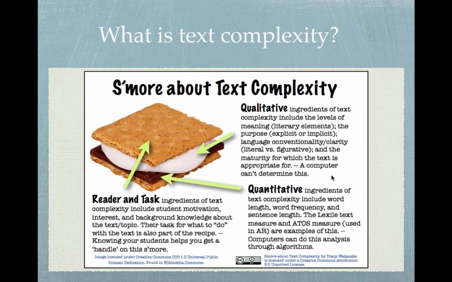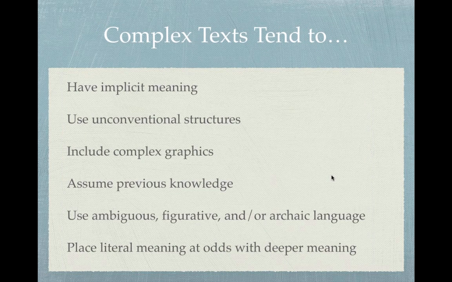And a computer can't figure this out. This really should be something that the teacher is evaluating. And then the third component of this three-part puzzle that decides how complex a text is: the reader and task. So, what are your students ready for? And what is it you're going to be asking them to do with this reading? Because the task that we attach to a reading is going to make it more or less challenging. So these are the three things you want to consider as we try to determine, is this text complex for my particular group of students?